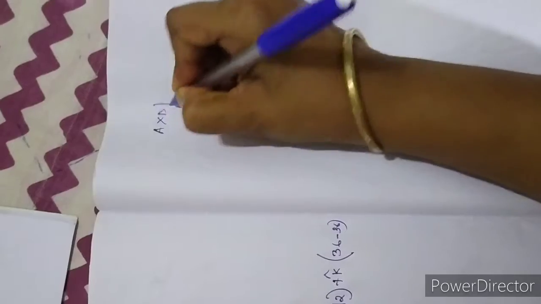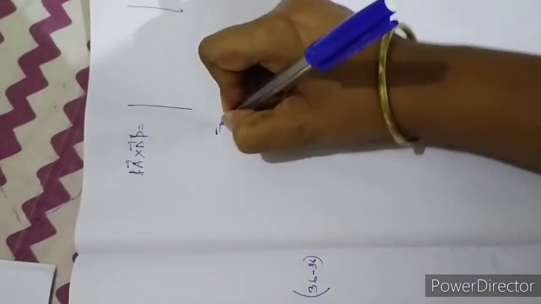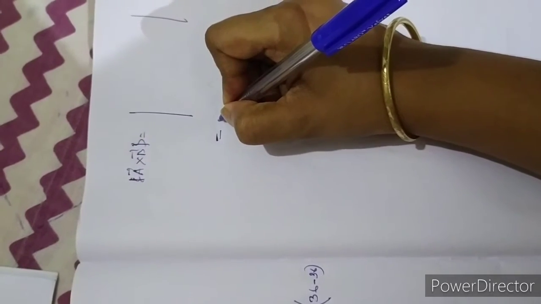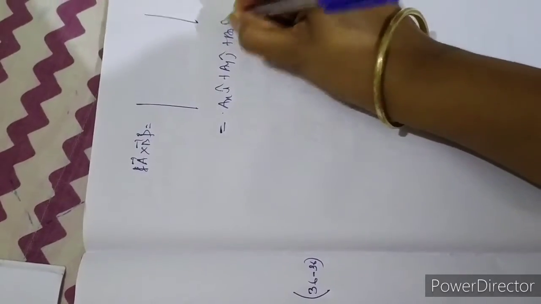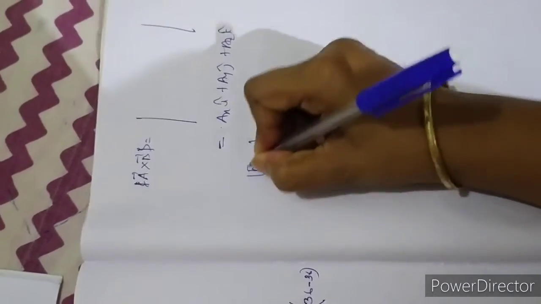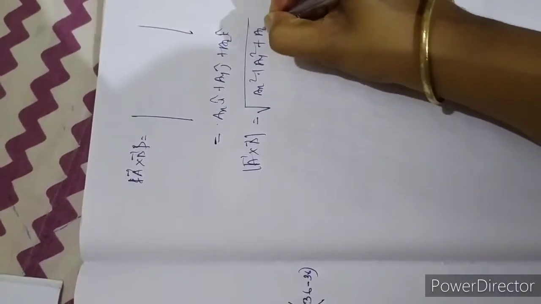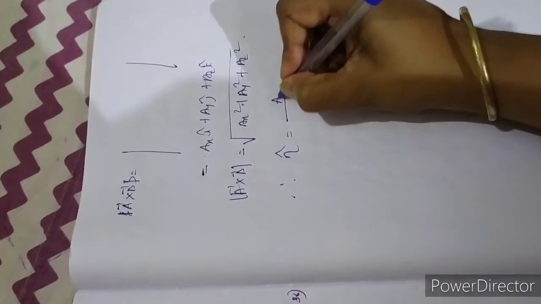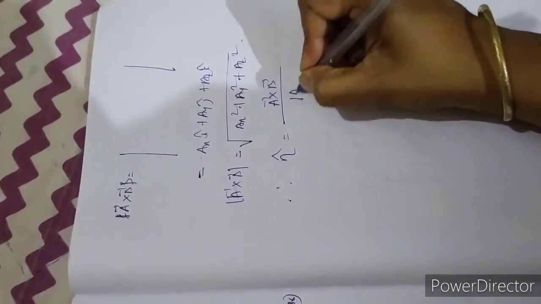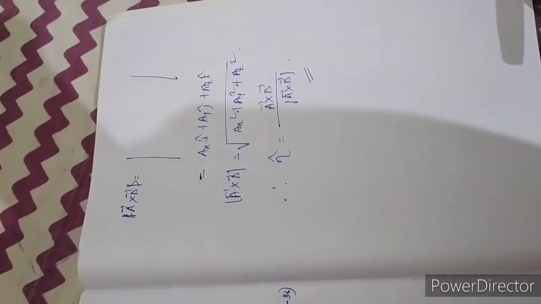First you calculate a cross b, multiplying by this method, and find the value. After finding the value, whatever it comes, suppose it comes as Ax i cap plus Ay j cap plus Az k cap. Then the a cross b magnitude will be equal to root over Ax square plus Ay square plus Az square. So after that, n cap will be equal to the a cross b vector divided by the magnitude. This is how you have to solve this question.